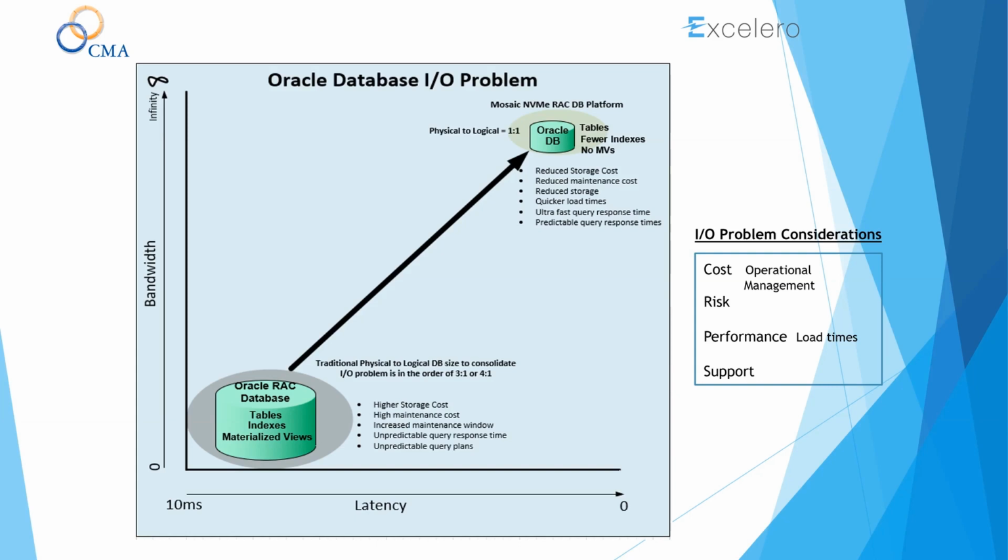On one dimension, we're going to take a look at bandwidth, as bandwidth goes from 0 to infinity on this graph. And we're going to take a look at latency, as latency goes from the traditional 10 millisecond, 2 millisecond for a single block I/O, down to a latency of theoretically 0 milliseconds. This is what the database problem looks like.